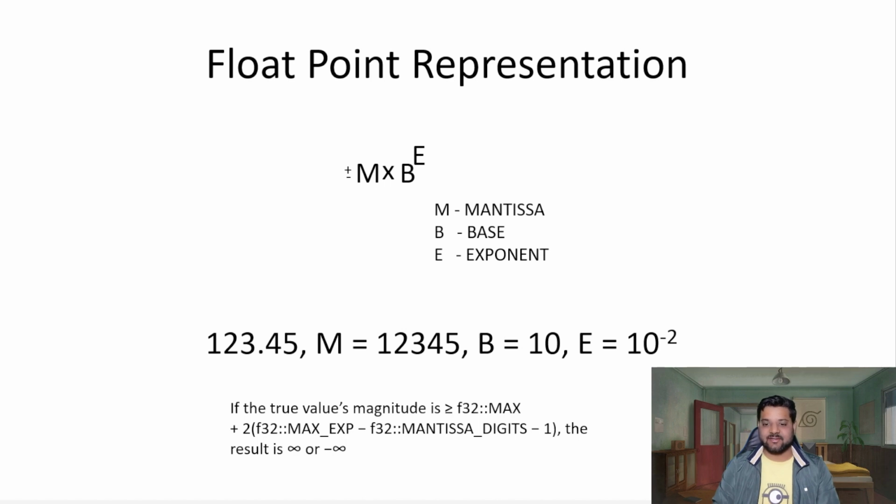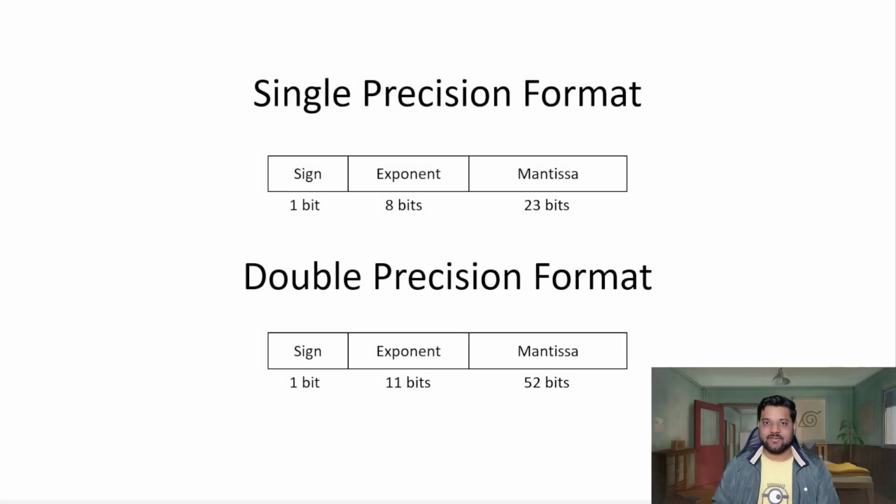M here is mantissa, b here is base, e is exponent. For example, let's take a number 123.45. So m here is 12345, b here is 10, and e here is 10 raised to minus 2. And if the magnitude of the value is greater than the following expression shown below, then the result is infinity. So this is how single point precision works.